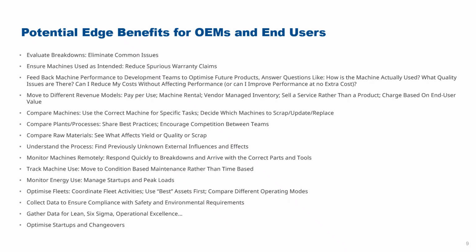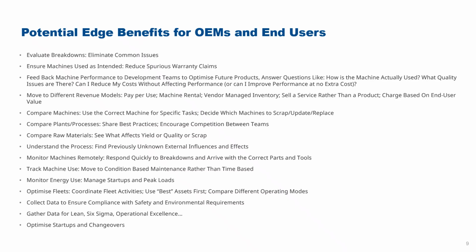Maybe you can find out if there are quality issues. Are there things that break down particularly often? Maybe you could change your vendor of a particular component to make the system more reliable or improve quality. Can you reduce costs without affecting performance? Maybe the machine is over-engineered and you could use cheaper components to maintain performance but reduce your costs and increase your profitability. Conversely, you could do it the other way. Can you improve performance at no extra cost as well?